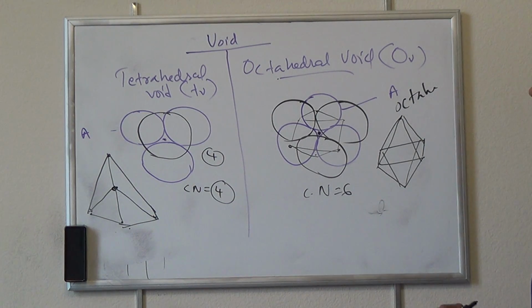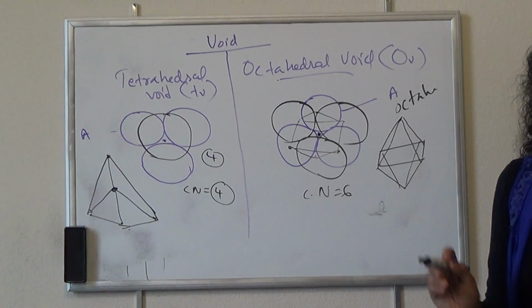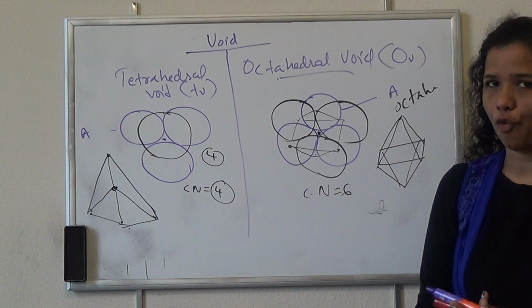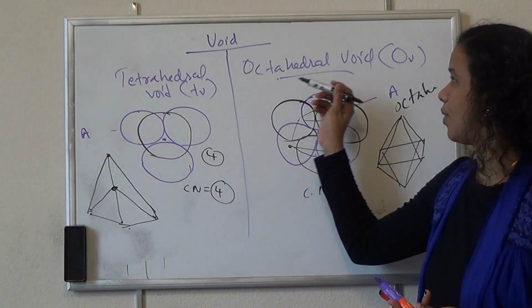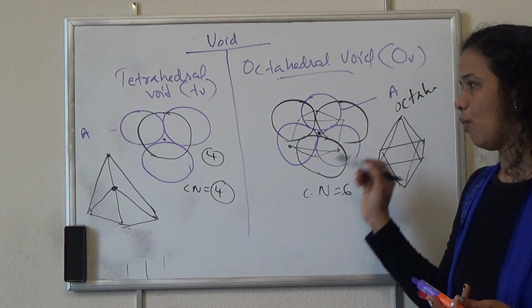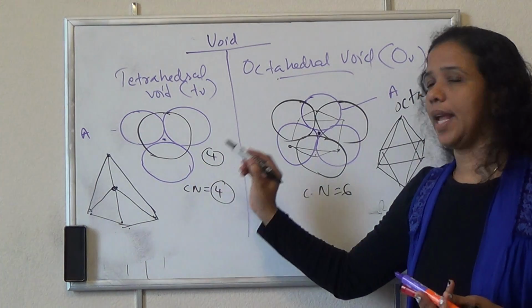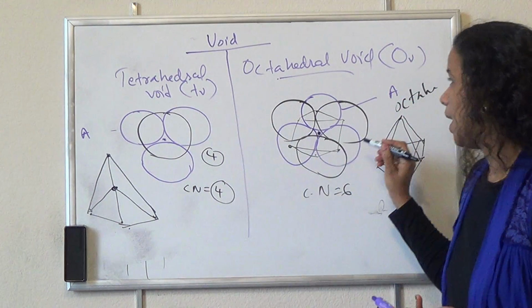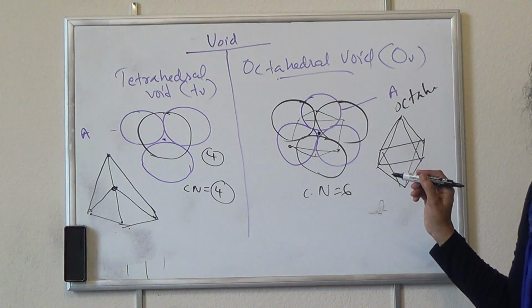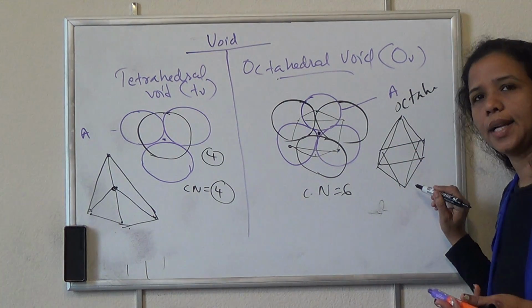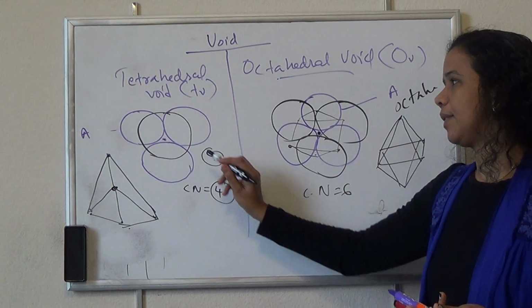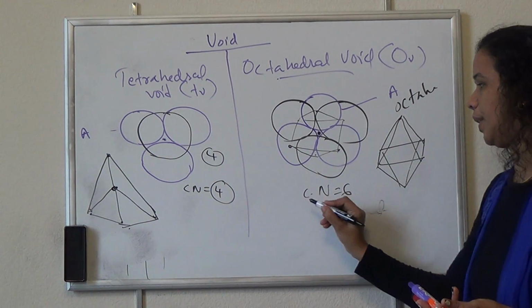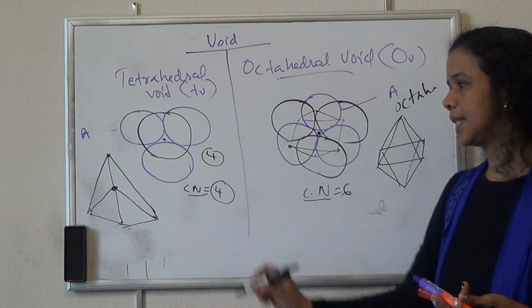Octahedral void. There are 4 types of voids, but here we are discussing only 2: tetrahedral voids and octahedral voids. A tetrahedral void is formed between 4 atoms, and an octahedral void is formed between 6 atoms. This void is in contact with 4 atoms and this void is in contact with 6 atoms, so their coordination numbers are 4 and 6.